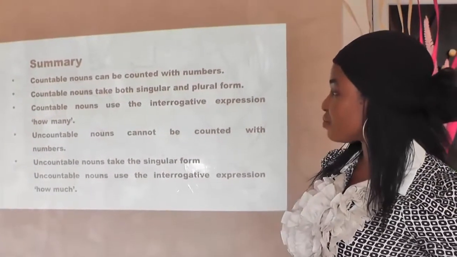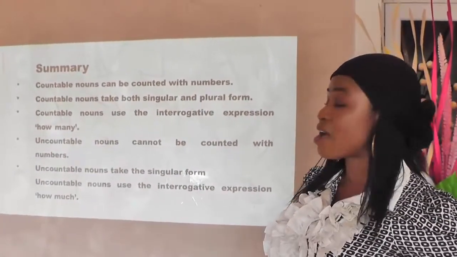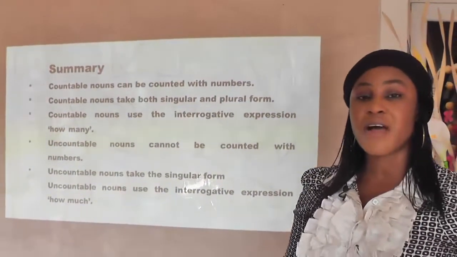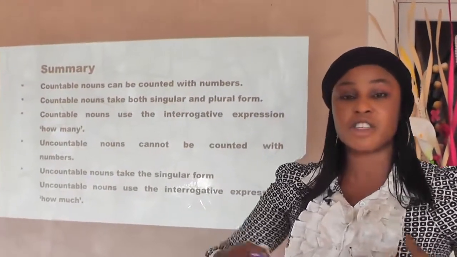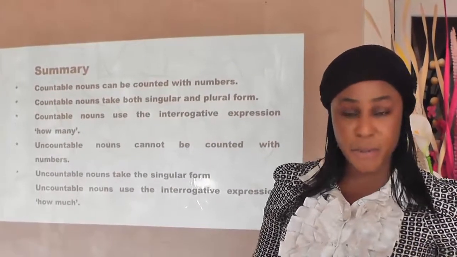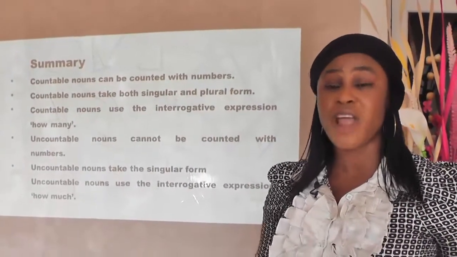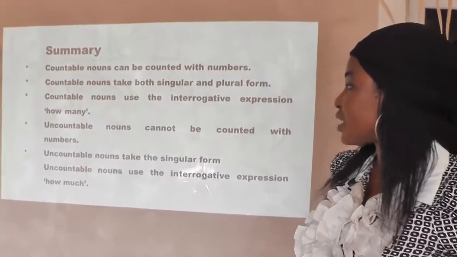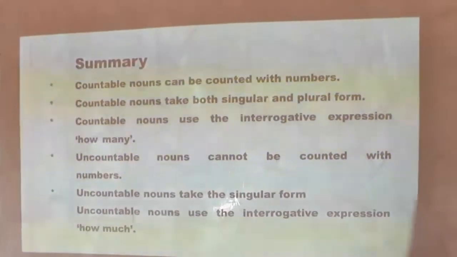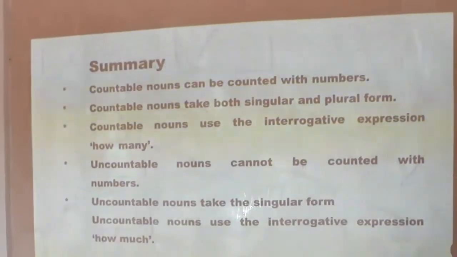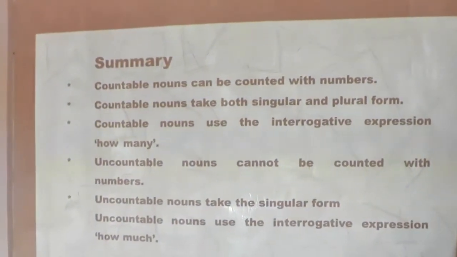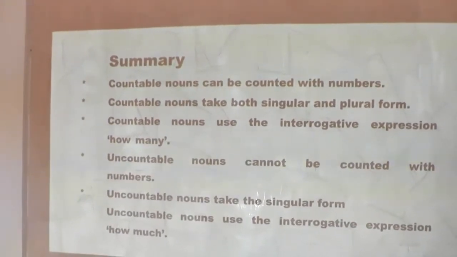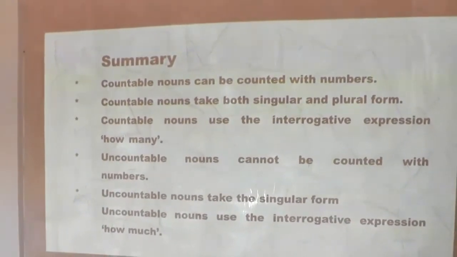In summary, countable nouns can be counted with numbers. We have 2 hours, we have 5 puppies, we have students, we have a boy, we have 2 boys, we have 5 apples. All these items can be counted. Now, countable nouns take both singular and plural form. A boy is in the room. Boy there is in the singular form.